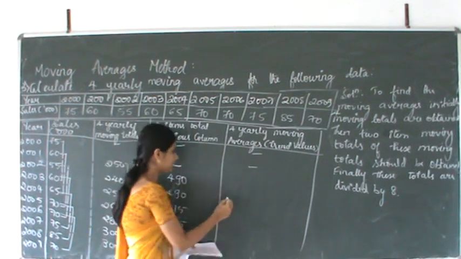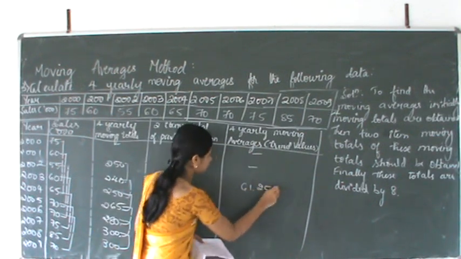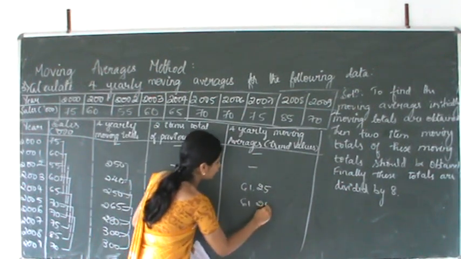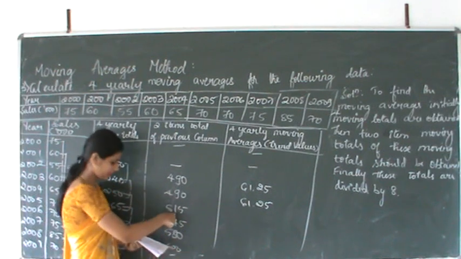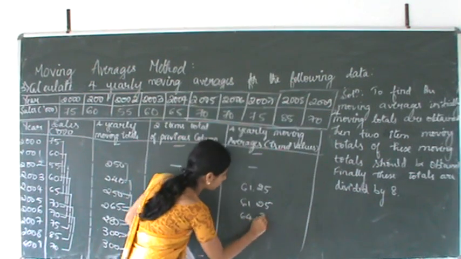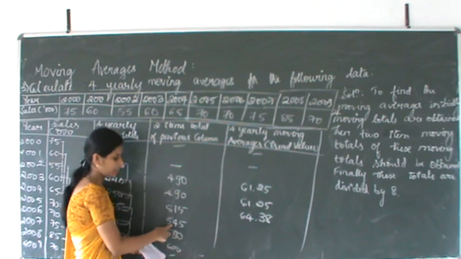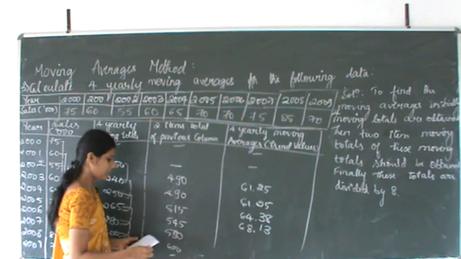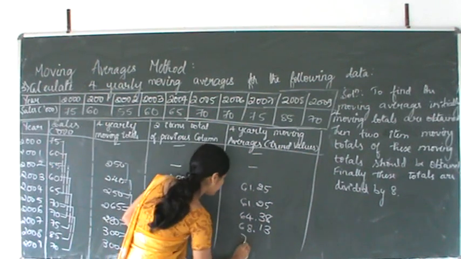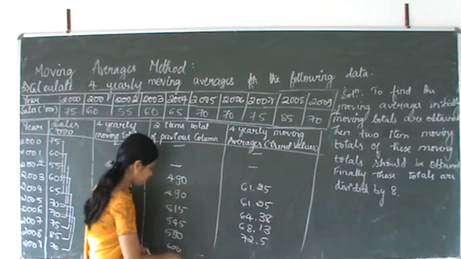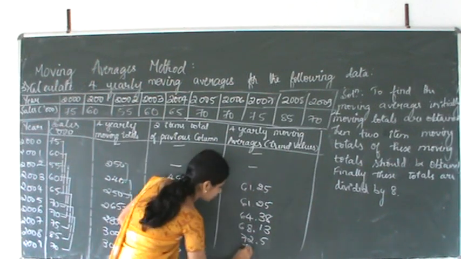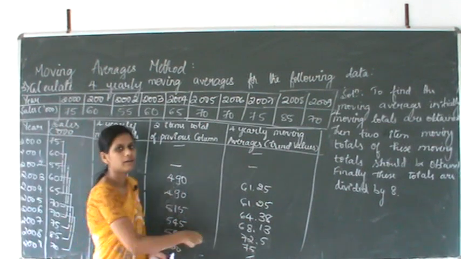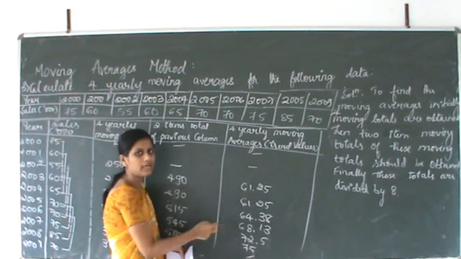490 divided by 8, it is 61.25. Next again 490 divided by 8, 61.25. Then 515 divided by 8, it is 64.38. 545 divided by 8, 68.13. Next 580 divided by 8, 72.5. 600 divided by 8, it is 75. And the last 2 lines will be blank. So these are the trend values or 4 yearly moving averages.